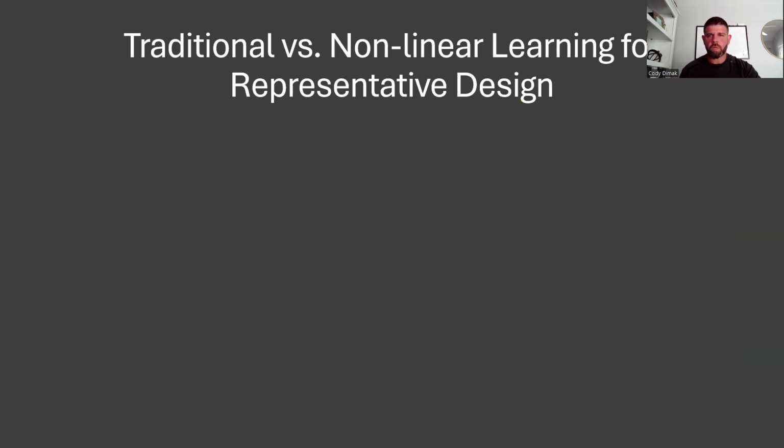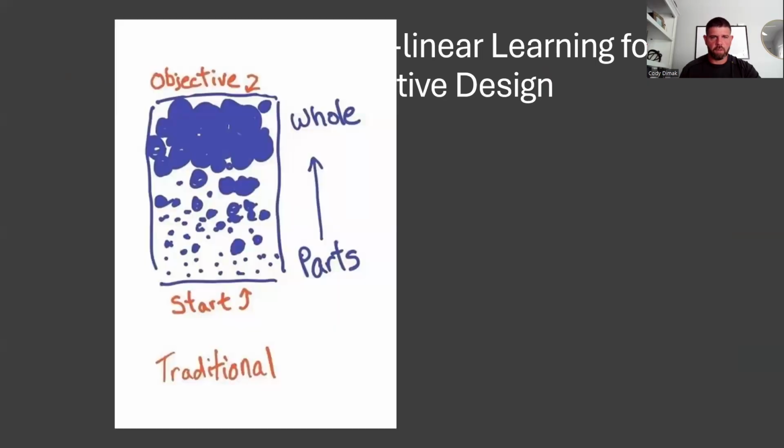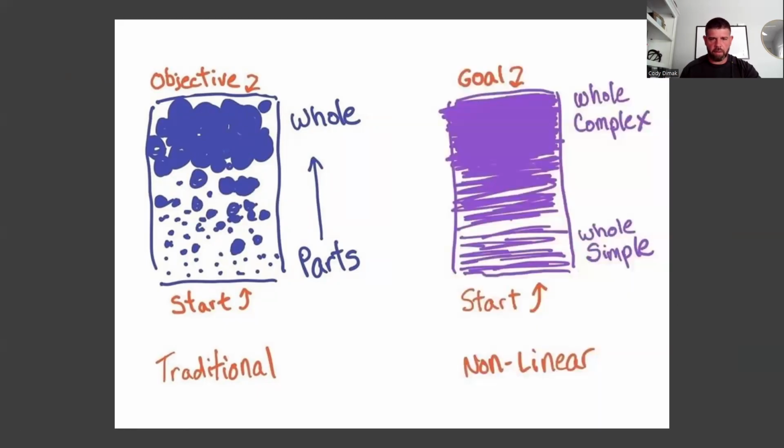Okay. So an example of this within practice design. Traditional practice works on the parts, and we gradually add those parts together to get the whole. Well, I want to challenge that. What I would like to propose is we start with the whole, but it's simple. So do the whole simple, and then we gradually make it more complex, right?